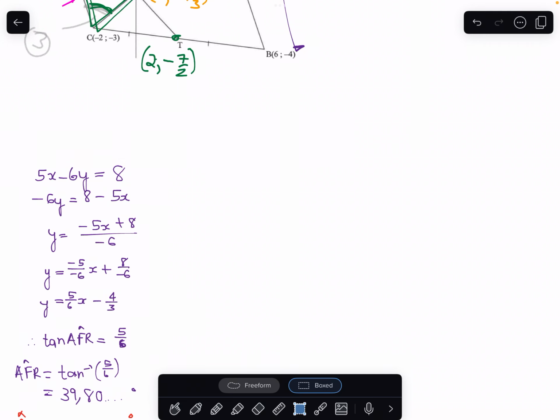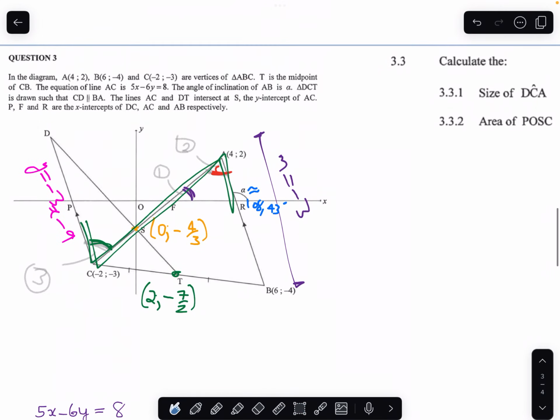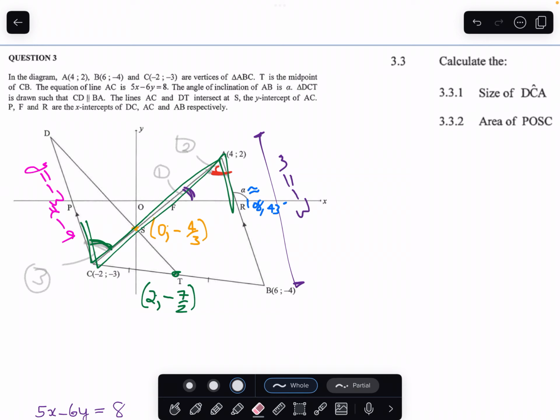Okay, so that's the first bit of the question done and dusted. Right, so then on to the next one. The area of POSC. POSC. What kind of shape is that?